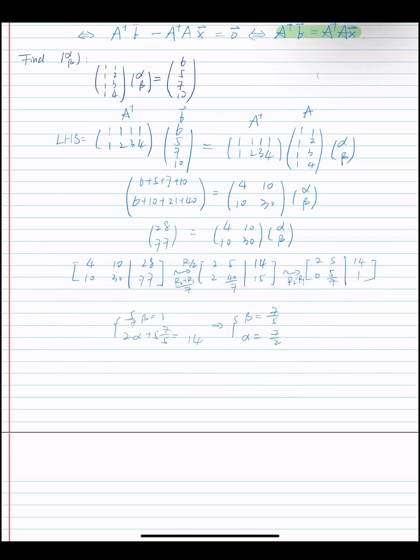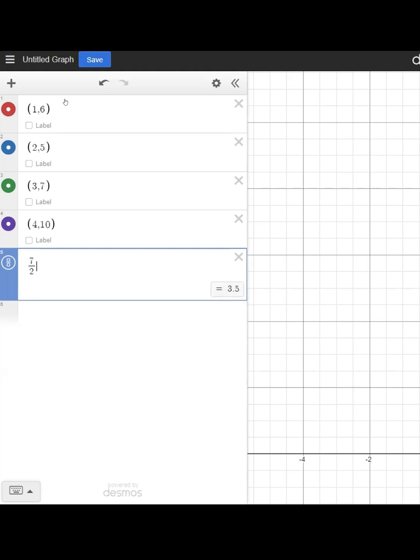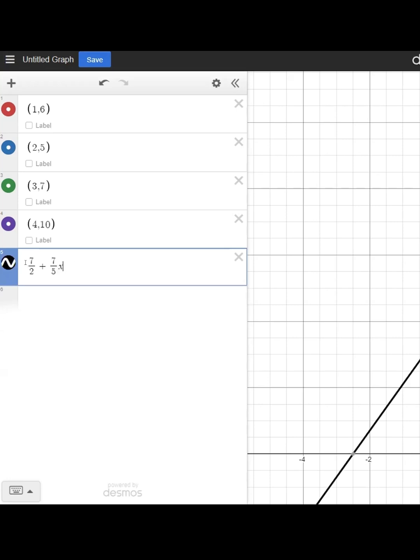So at the end, I've got alpha equals 7/2, beta equals 7/5. And these two are our alpha plus beta x equation for y. So let's plot them in decimals and check the graph.